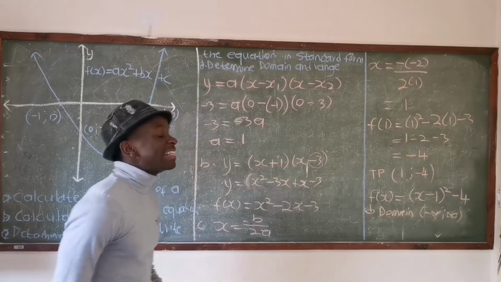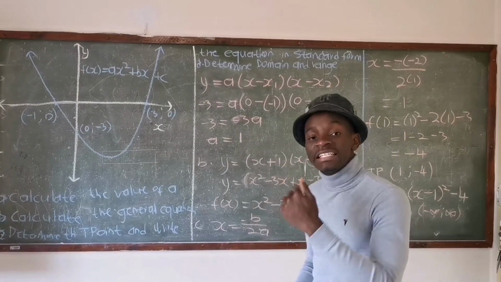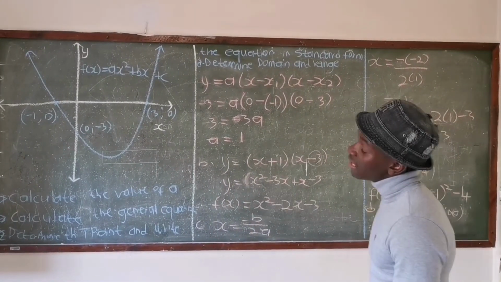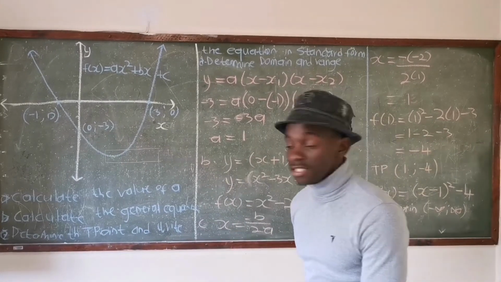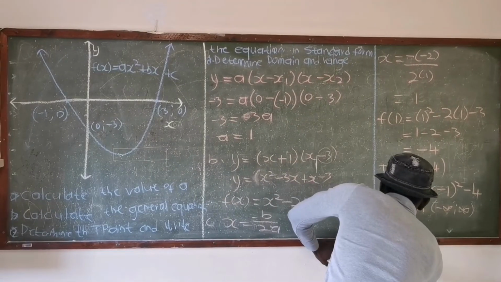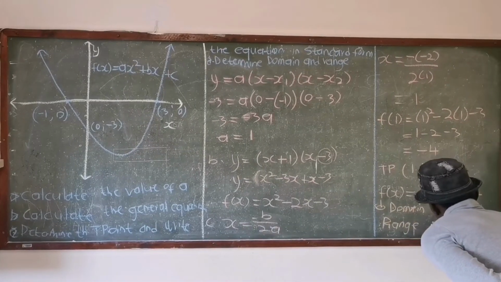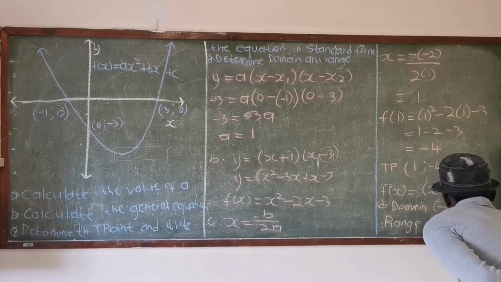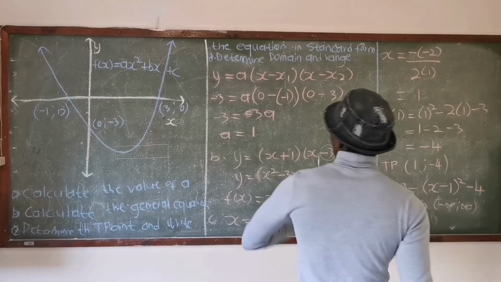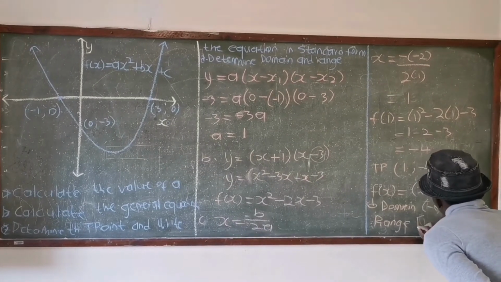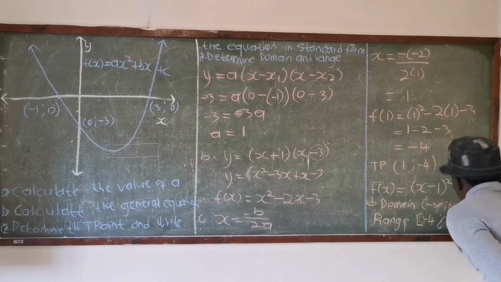Then there's the range. The range is determined by where the curve tends. So when it tends, as you can see here, the graph is increasing. The point where it tends must be equal to or greater than, because this graph is increasing. So here we're going to say the range, the y value, or let's write it in interval notation. As you can see here, it touches negative 4 and goes up to infinity.